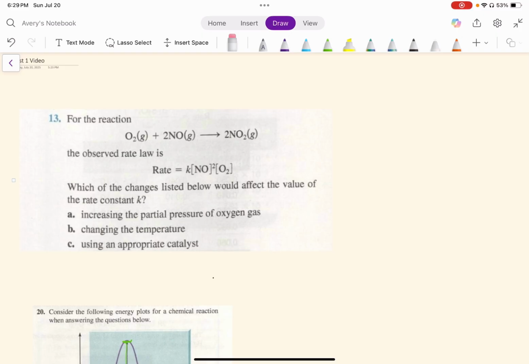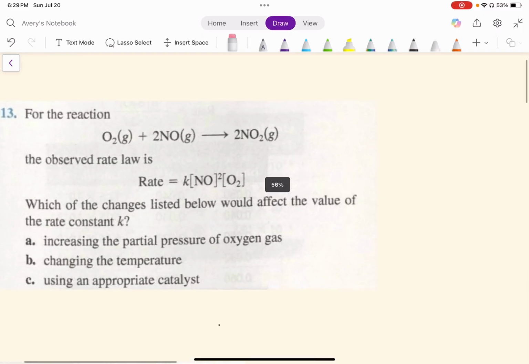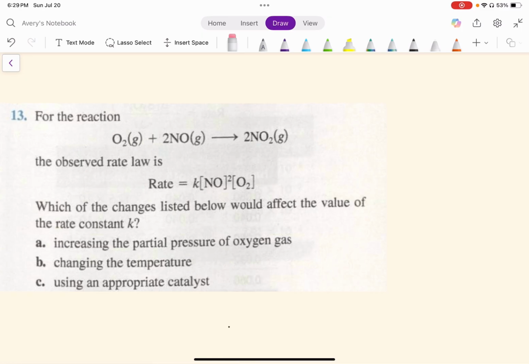So, with that out of the way, let's go ahead and start with question number 13. For the reaction given, the observed rate law is given. Which of the changes listed below would affect the value of the rate constant K?